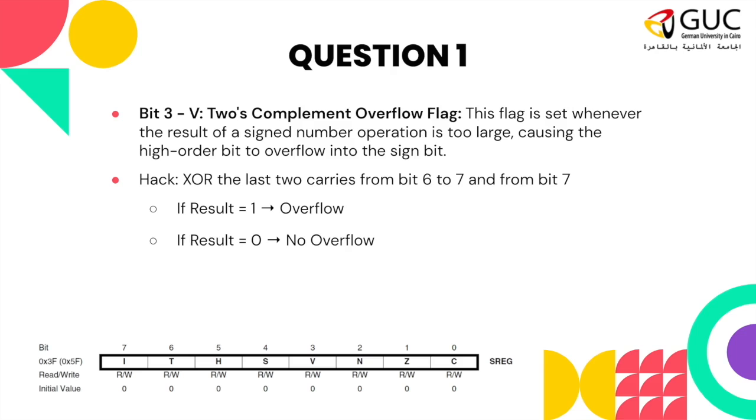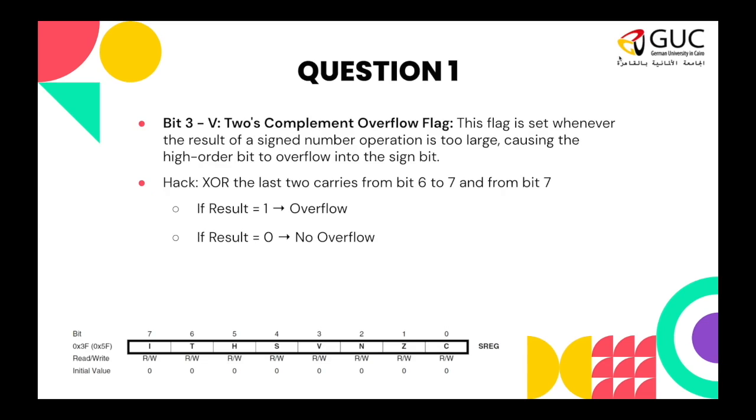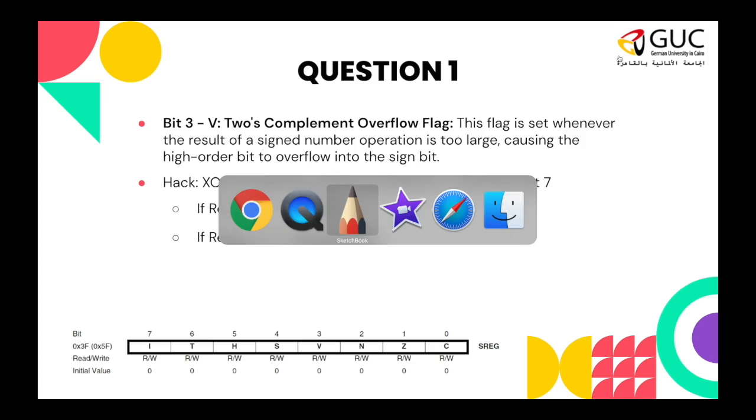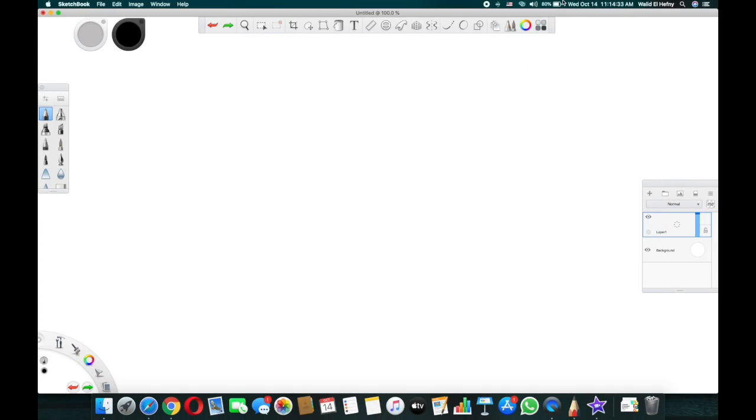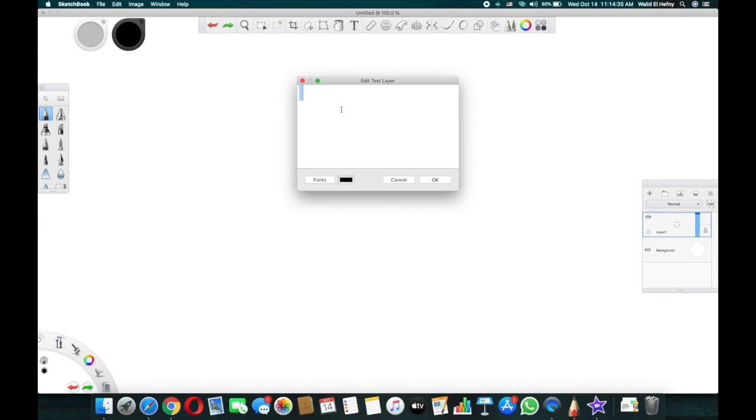And let's have a quick example regarding the overflow flag. Let me give you a simple example. If we have 1,0,0,0,0,0,0,0, which is negative 128, plus 1,0,0,0,0,0,0,0, so I'm trying to add negative 128 to negative 128. The expected result should be negative. And I can increase the font.